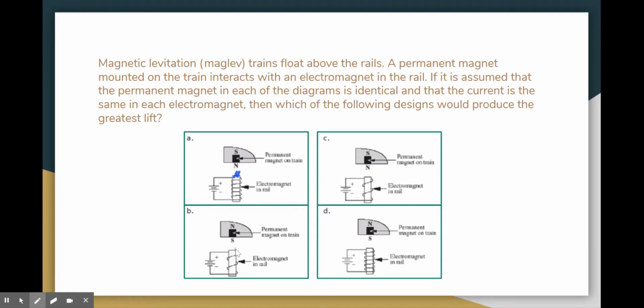For option B, I need a south on the top. For option C, I need a north on the top to repel the other north. And finally, for option D, I need a south.